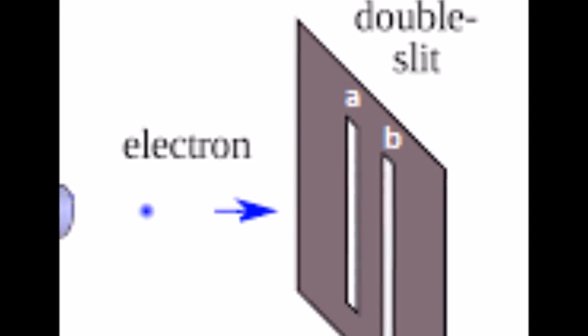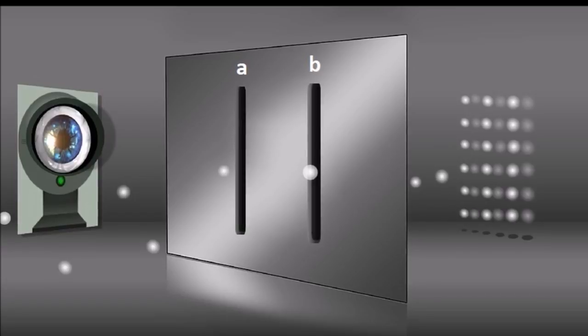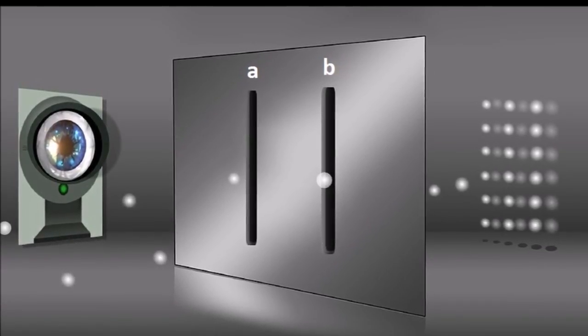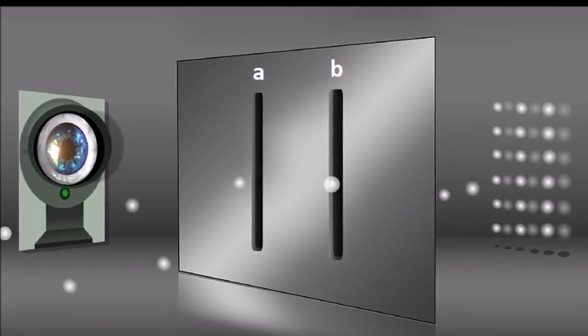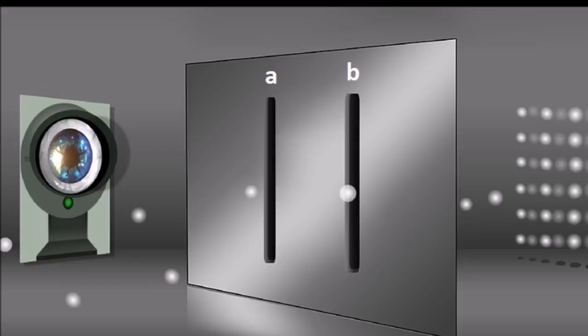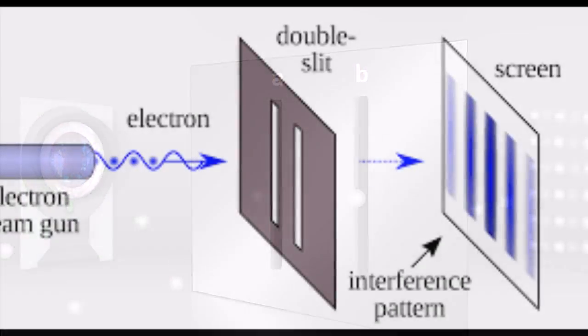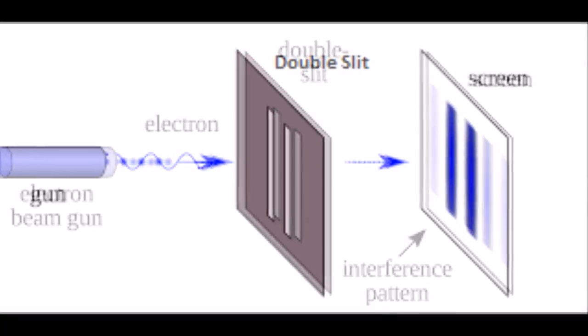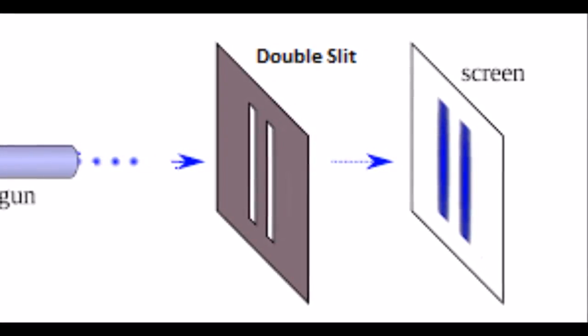Was it going through slit A or slit B? They set up a sensor to monitor one of the slits. When they ran the experiment, they found 50% of the electrons went through slit A and 50% went through slit B, which was to be expected. But to their surprise, the interference pattern on the screen had gone, replaced by the double slit pattern.